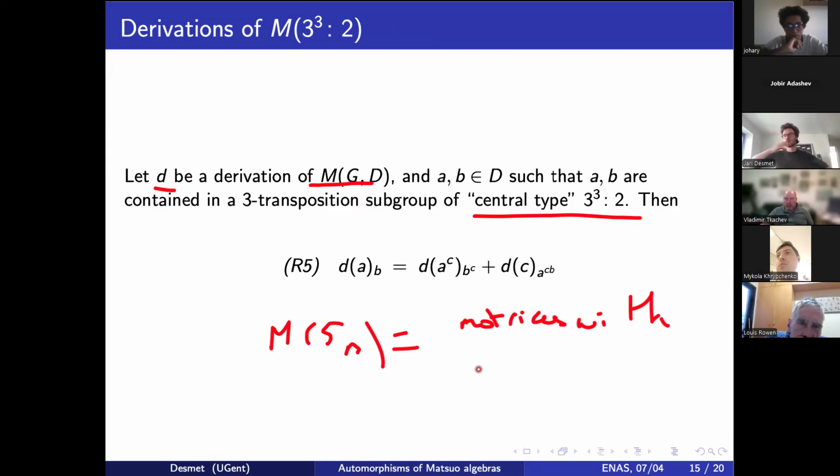And if you look at the Matsuo algebra from 3² : 2, so the smallest affine case, that is equal to the Hermitian 3×3 matrices, essentially like the symmetric 3×3 matrices. This is the only thing I can give you. I'm sorry.